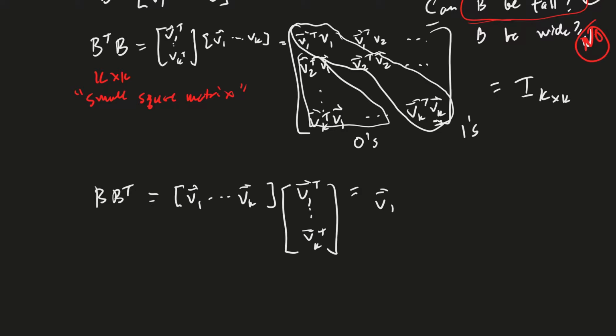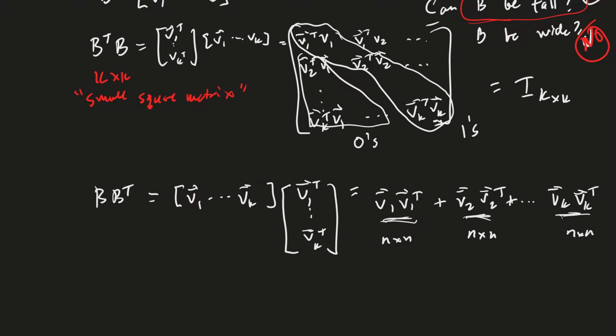That's going to be V1 V1 transpose plus V2 V2 transpose plus VK VK transpose. And careful, what is each of these expressions? We can play the scalar, vector, or matrix game. Are these things scalars, vectors, or matrices? They are matrices. Each one is an n by n matrix.